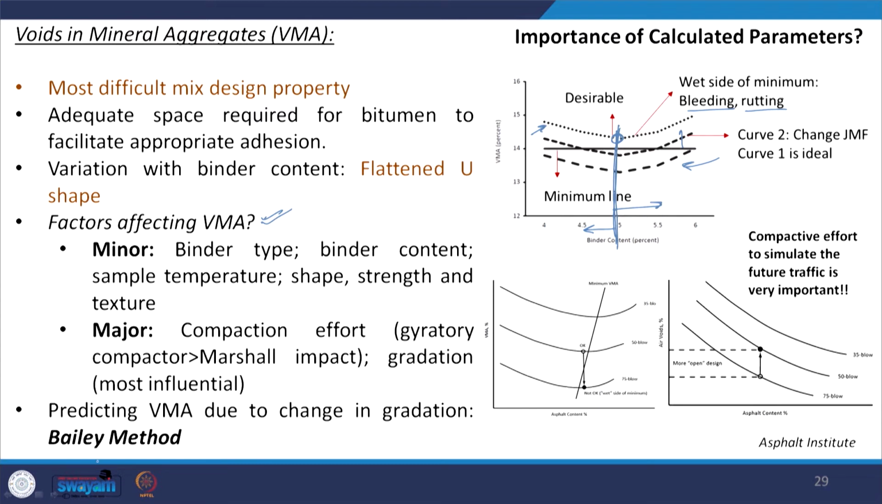there are several minor factors and several major factors. For example, the minor factors include the binder type, binder content, which we have already discussed, and sample temperature, because if we increase the temperature, the viscosity of the binder will reduce, the workability will increase, and you can densify the mix to some higher degree. But of course, we cannot increase the temperature of the bitumen or the sample beyond a particular value, which may further lead to aging and loss in durability of the mixture. So, that aspect also is important here.